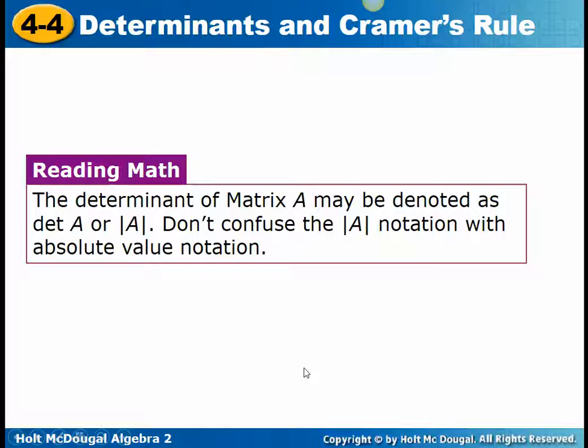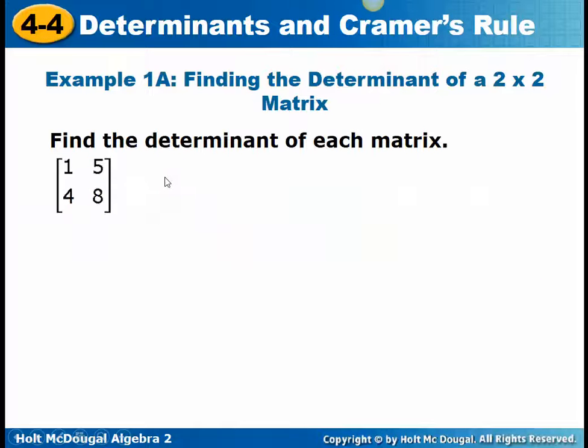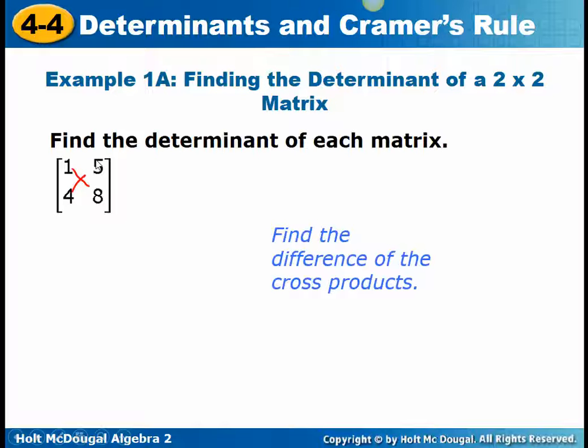And again, we will write determinant with what looks like absolute value bars, but it's not. It's determinant, and you can either write DET for determinant, or you can put the capital letter of the matrix in those bars. All right, if we are finding the determinant of this matrix, all you have to do is multiply 1 times 8 and subtract 5 times 4. It's quite simple to find the determinant of a 2x2 matrix. You just multiply and subtract.